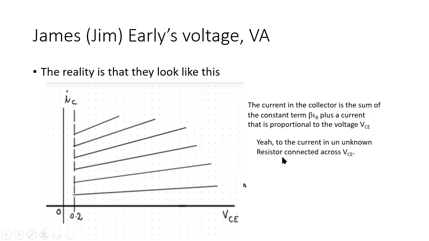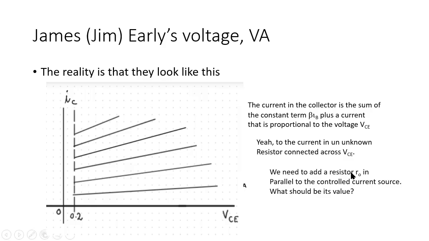And then the current in an unknown resistor connected across C and E, because in that resistor the current would be proportional to the voltage VCE. So we needed to expand the equivalent circuit with the insertion of that additional resistor. We need to add a resistor R0 in parallel to the controlled current source. What should be the value?